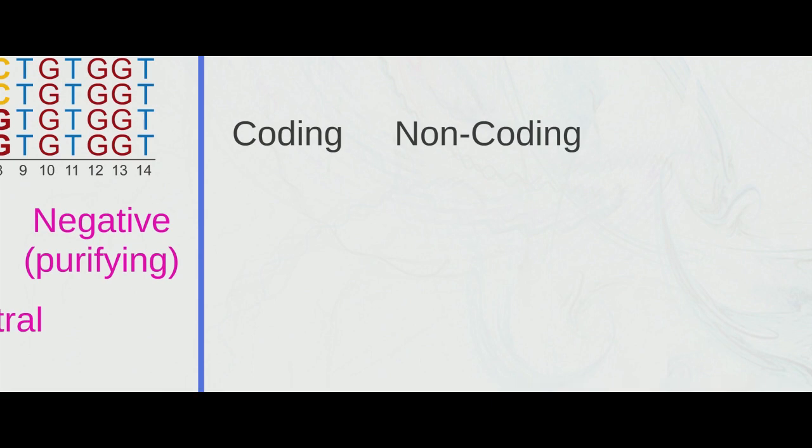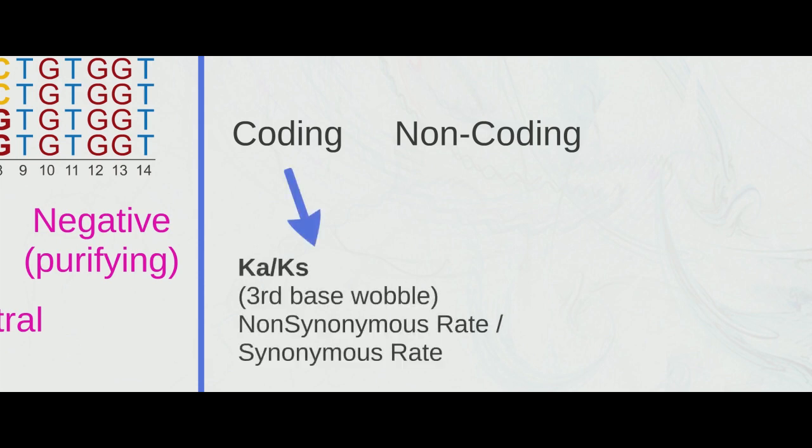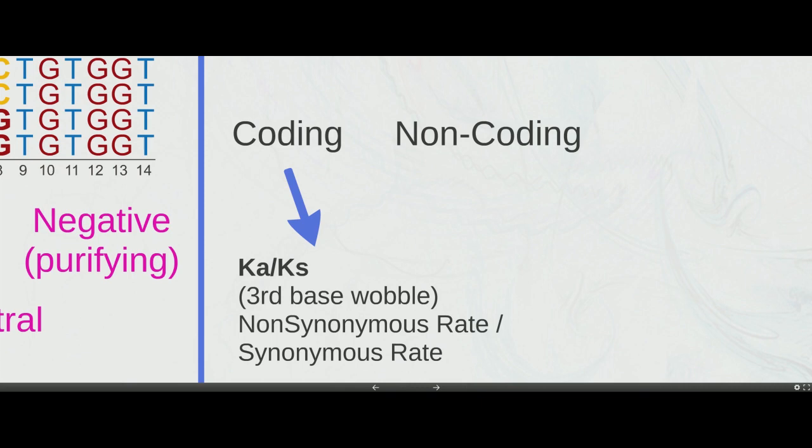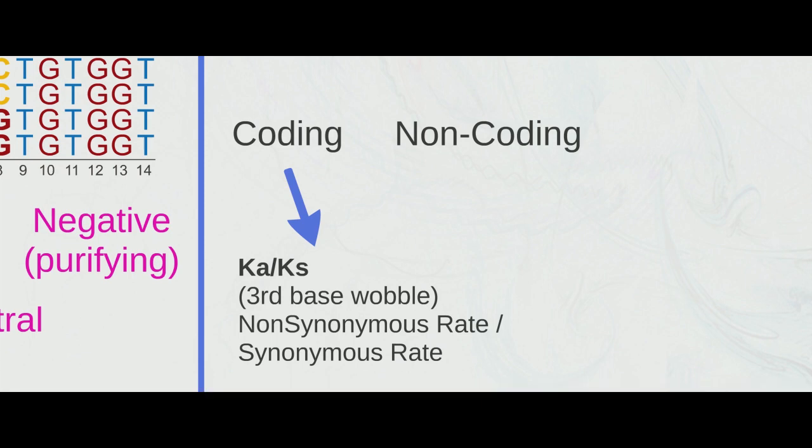So how are we going to figure out the background? For coding regions it's fairly simple, because we can take advantage of the fact that some mutations change the protein code and others do not. So basically synonymous versus non-synonymous. The classic way to do this is using something called Ka over Ks, which is the non-synonymous rate, in other words, mutations that actually change the amino acid, versus the synonymous rate, how many mutations are going on in a coding region that don't change that.